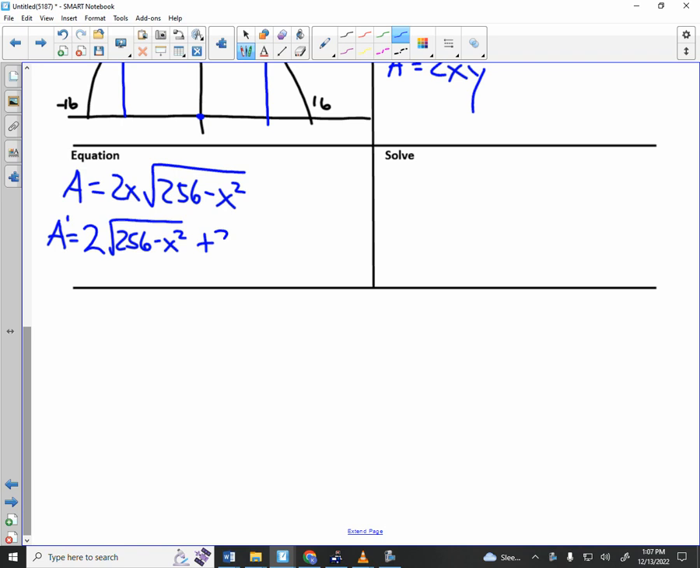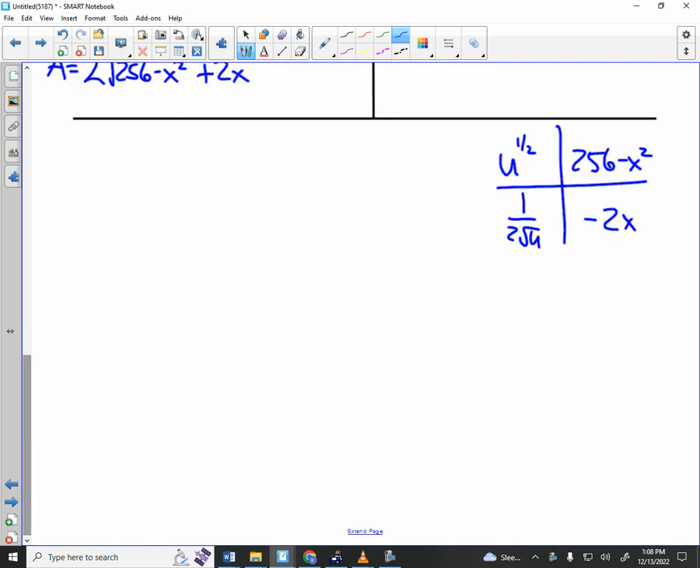Plus 2x times what? I got to do the chain rule. What goes on the outside? u to the 1/2. What goes on the inside? Okay. What is the derivative of u to the 1/2? And the derivative of 256 minus x squared? Negative 2x. When we multiply those, notice what's going to happen to the 2's.